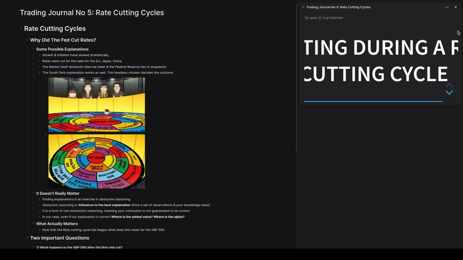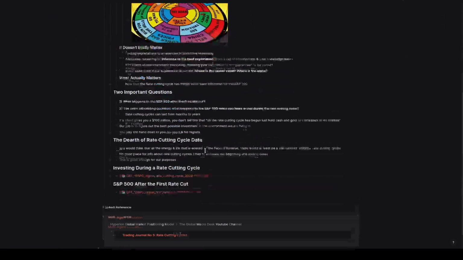So let's begin with the more interesting question, right? What happens to the S&P during a rate cutting cycle? Because this can go on for 10 months, or 12, 20 months, or 40 months. So let's break down some data, right?